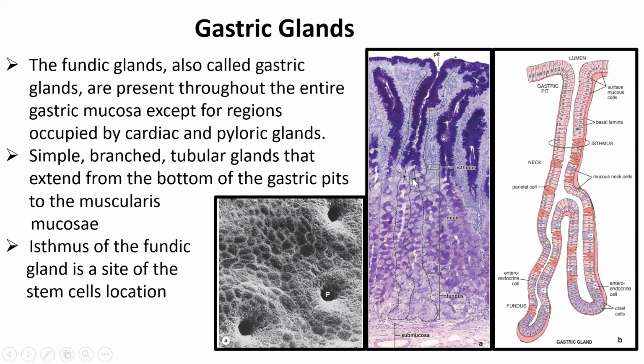So this is an illustration matching what the pit and the gastric gland looks like. Here is the surface of the stomach. This is the pit. The lumen is the opening. This is the pit, the hole. And then you have several glands connecting and draining the secretion inside the pit.